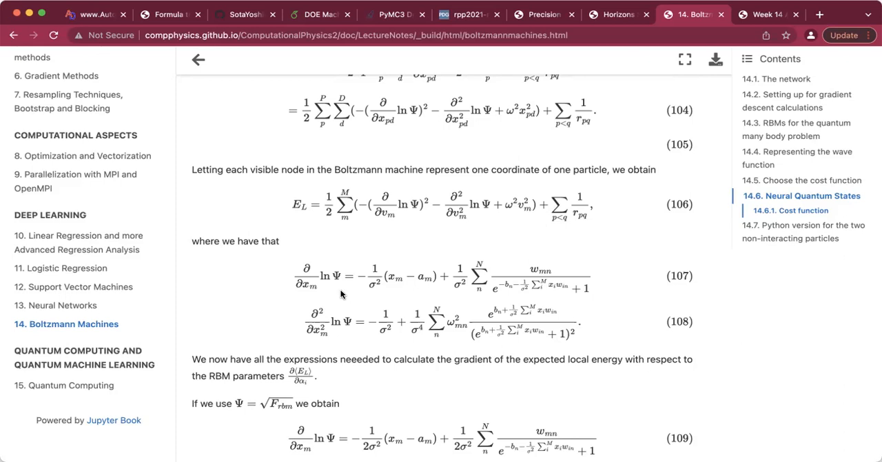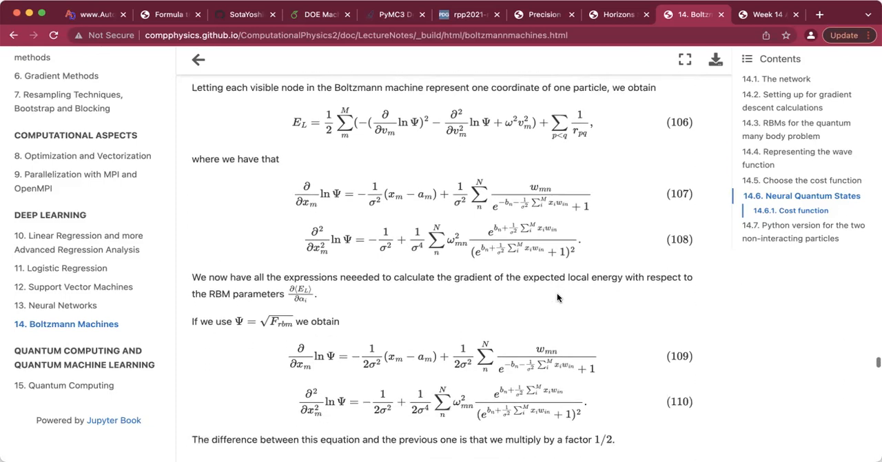So the equations which we need to set up in order to run a Boltzmann machine are essentially this equation for the local energy. This is just a slightly more compact way than what we did in project number 1. And we need to have the derivatives of the log of the trial wave function. In our case, when we plug in a Boltzmann machine, these derivatives are simply given by this analytical expression here, which depends on the weights and the biases.